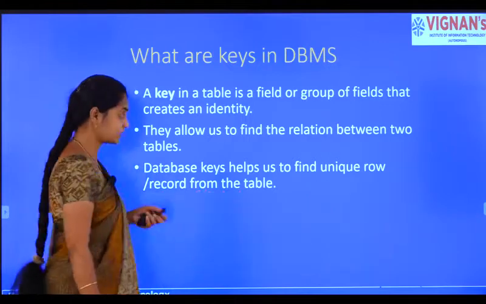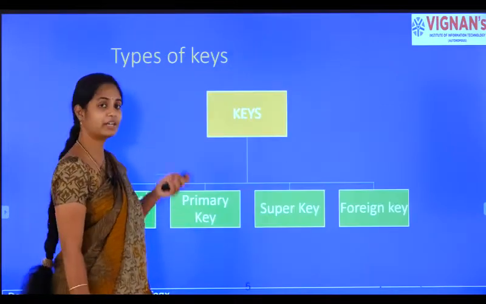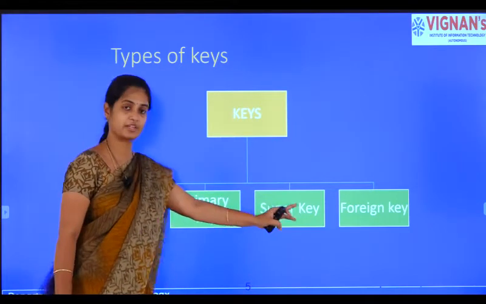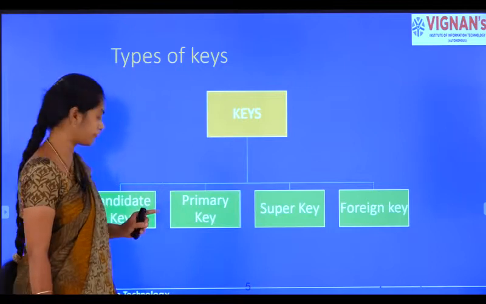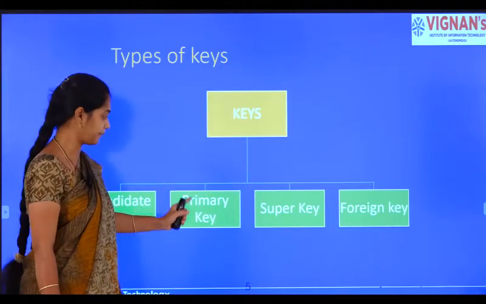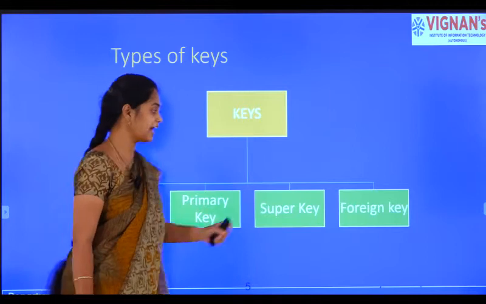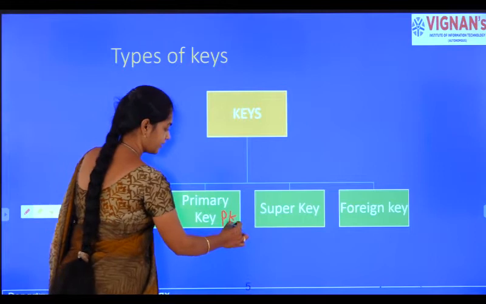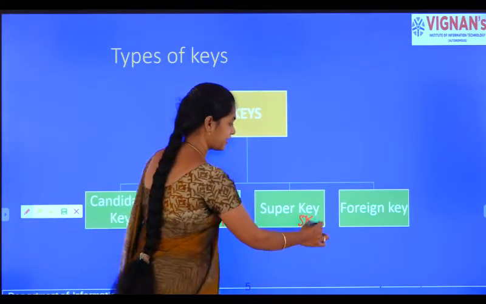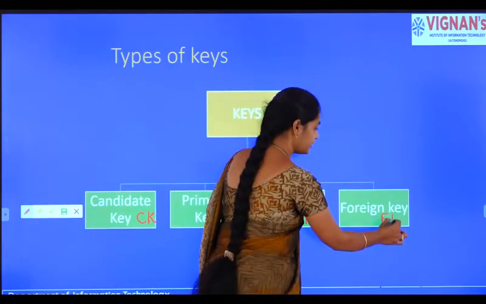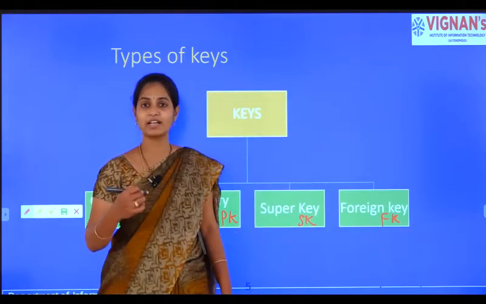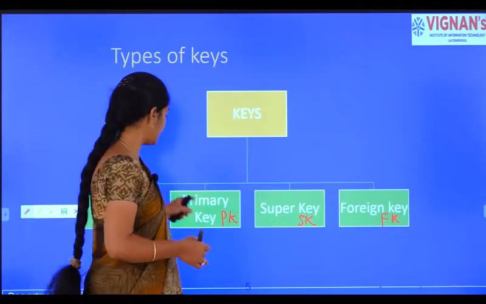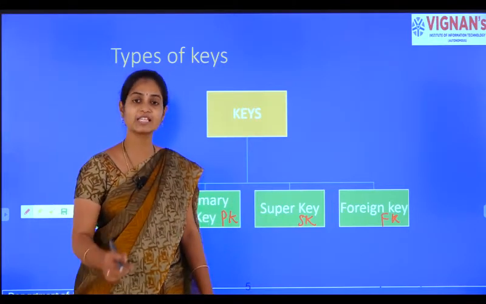Now we will see how many types of keys we have. Majorly we have 4 types of keys: candidate key, primary key, super key and foreign key. Now we need to know what these keys are and how we write the keys in the table. So why do we need so many types of keys in the database?